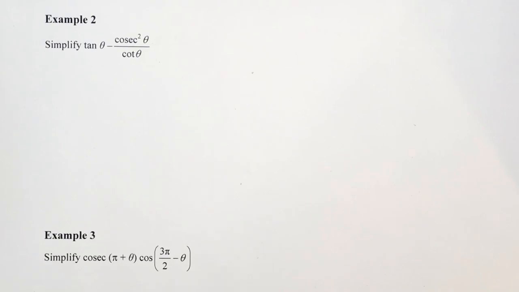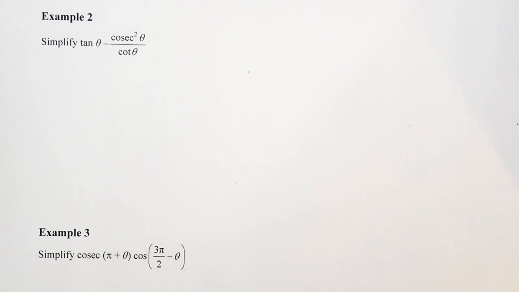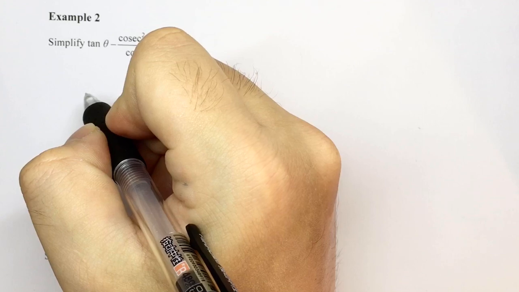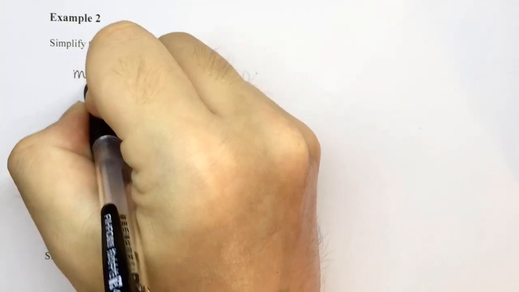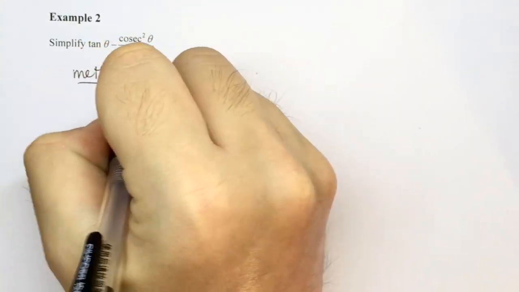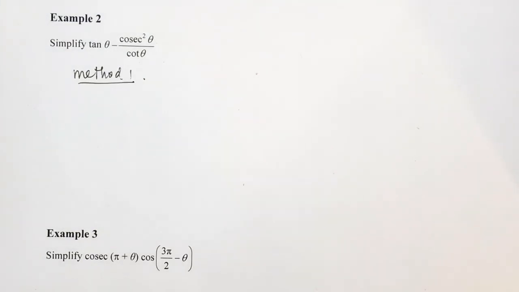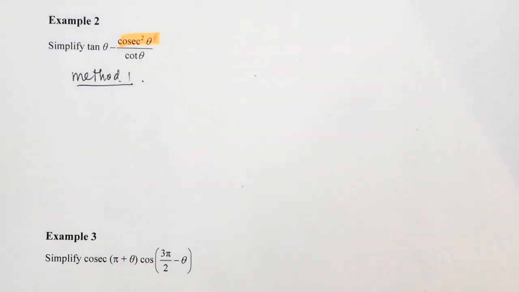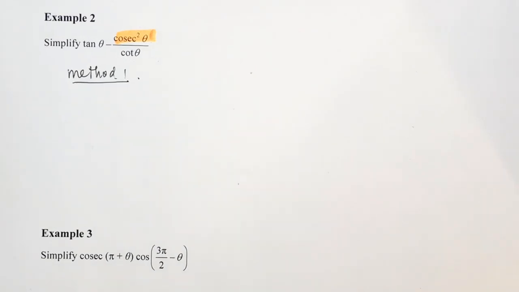Hello everyone. In this video, I'm going to continue to show you some of the worked examples of the trigonometric relations. In example 2, we have basically two methods. For method 1, since we know that something related to cosecant square, I can make use of the identity learned.